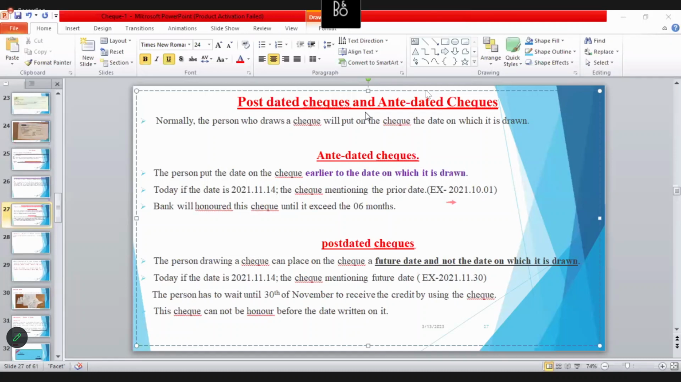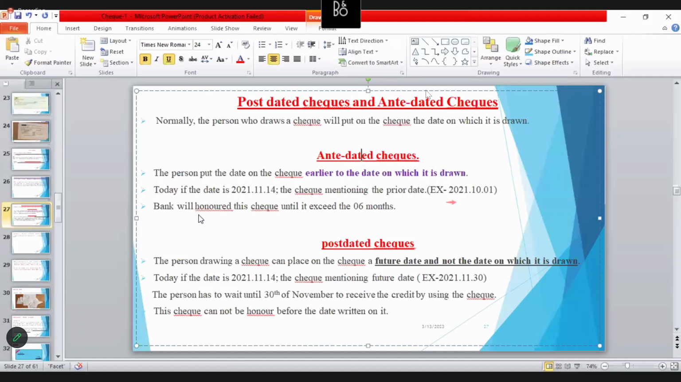So that is known as an antedated check. Still, this antedated check is valid. From 1st of March, within 6 months, Avani has to go back and get the payment by using the check. So within 6 months, whether you put antedated also, that is included. Today, even though it's the 13th of March, I put the date 1st of March, an earlier date. That is known as an antedated check, right? So the bank will honor this check until it exceeds 6 months.